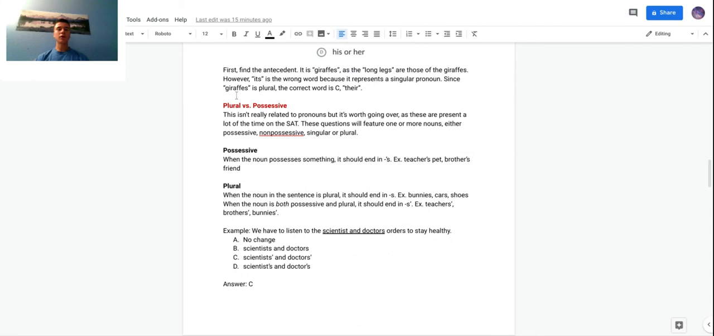So this last thing I'm going to go over is plural versus possessive. These aren't really too related to pronouns, but they are pretty present on the SAT. I think they're actually more common than pronoun questions, but they're easier, I'd say. So basically, there's a lot of confusion between plurals and possessives, because they both add an S at the end of words most of the time and have apostrophes, and the rules are kind of tricky. So we'll just go over this.